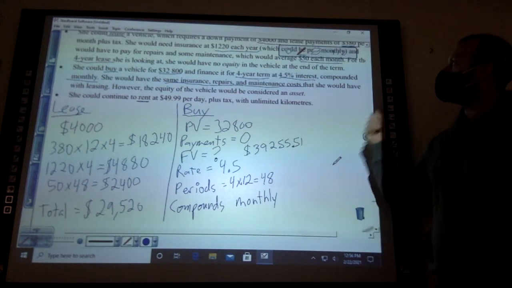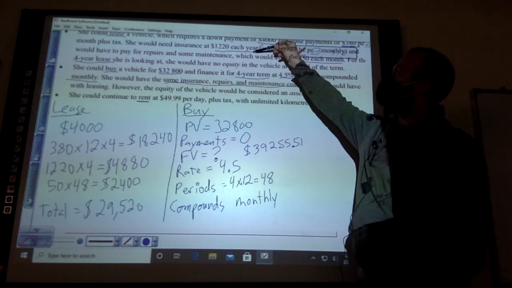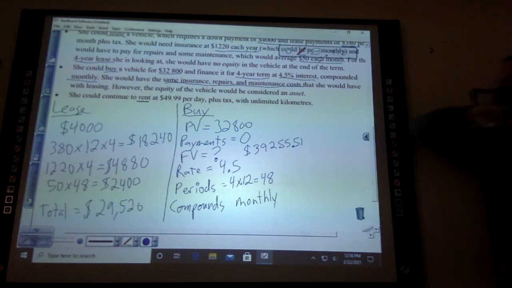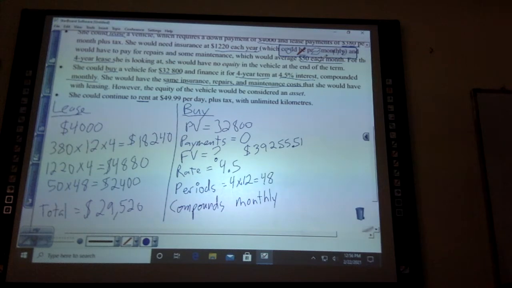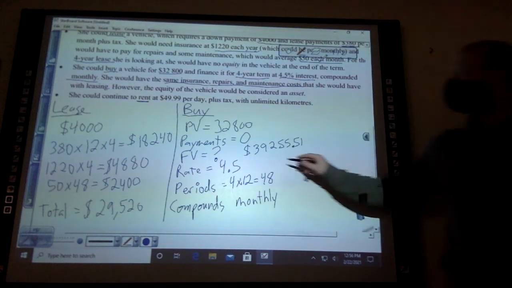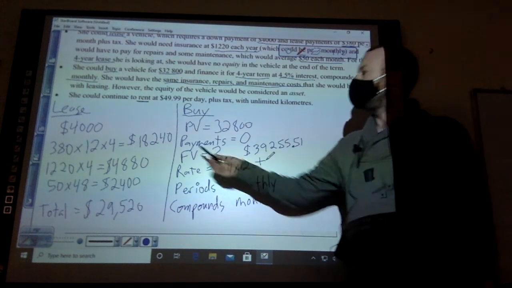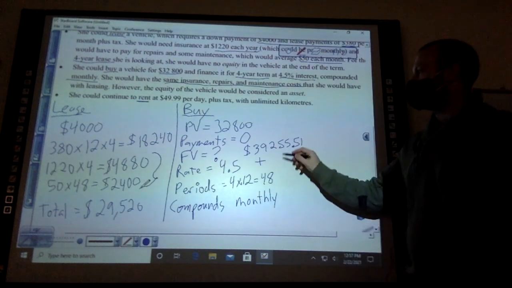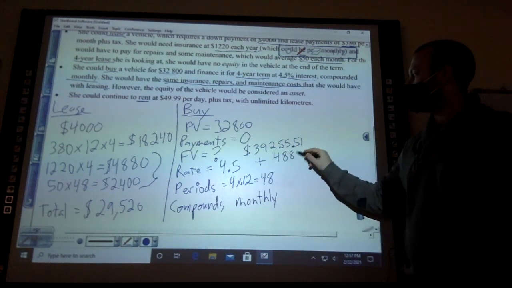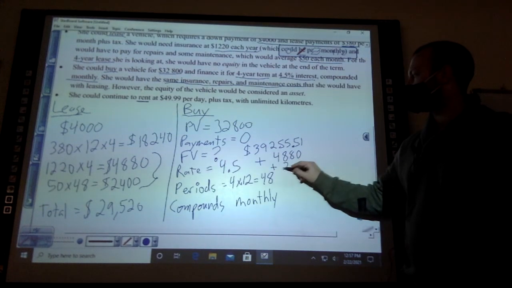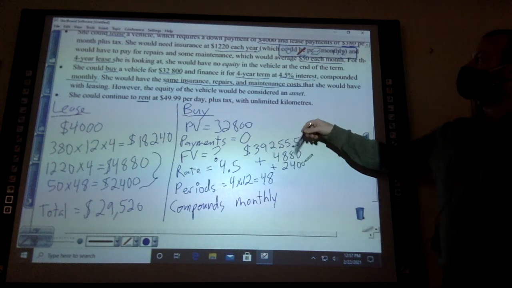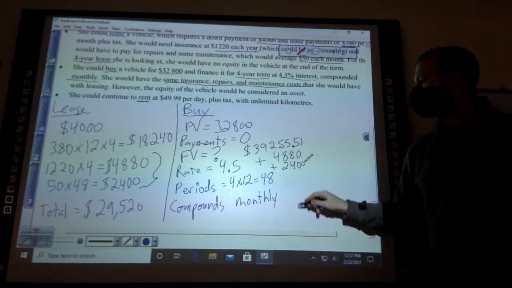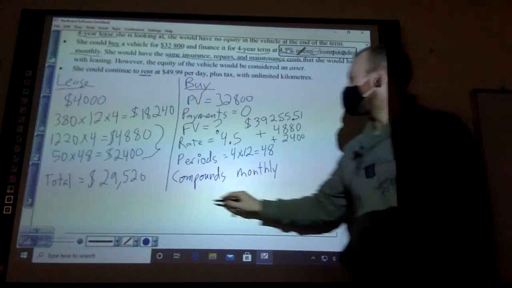So if you remember from the last one, here's the insurance. We pay this much every year, and we have the repairs and maintenance. So we still have to add that onto this. So we have this as our future value, plus these two, because these are what are both included in this. So plus the 4,880 plus the 2,400. So again, this is just from insurance and the repairs and maintenance. So for this one, we scroll down a bit.